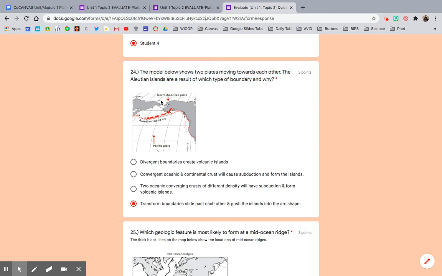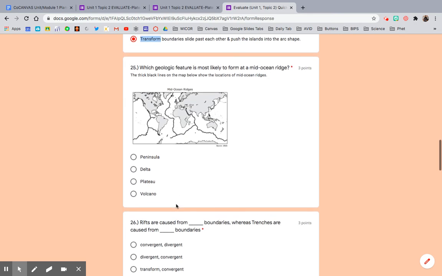So y'all, my biggest hint is this one's moving here, this one's moving here. What type of boundary is that? Is it divergent? Is it convergent? Is it convergent or is it transform? So you can eliminate some answers just based off of that. And remember, y'all, I'm just picking this last one for all of them.